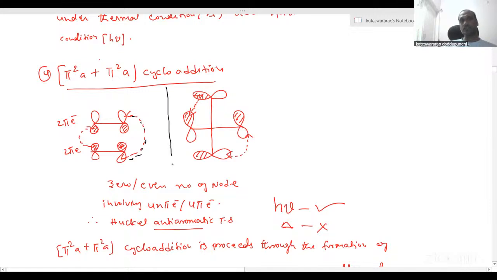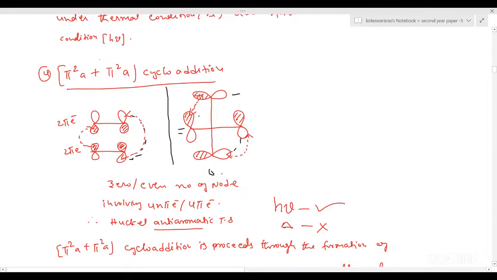Similarly, this can also be explained in the orthogonal approach. In the orthogonal approach, you can look into this. This is the first pi system, and this is the second pi system. In both pi systems, the nearest lobes are interacting. These two lobes are interacting with each other, and these two lobes are interacting with each other. Now these two lead to zero nodes. Also, you can observe that in both the pi systems, opposite lobes are involved in the interactions.